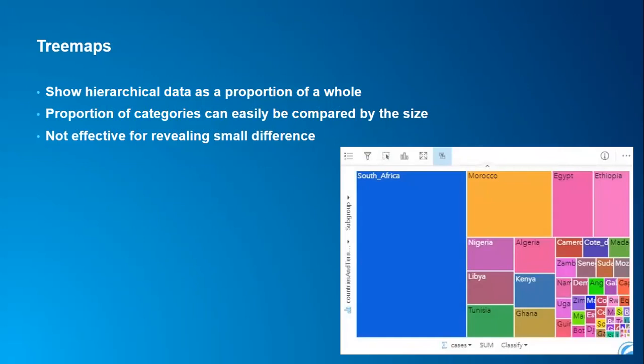And the main advantage of tree maps is if you want to show hierarchy of your data as a proportion of all the data sets you have. So the screenshot you're looking at was a file I was creating to just showcase COVID-19 numbers across Africa.